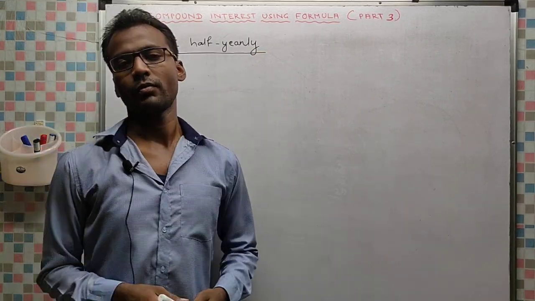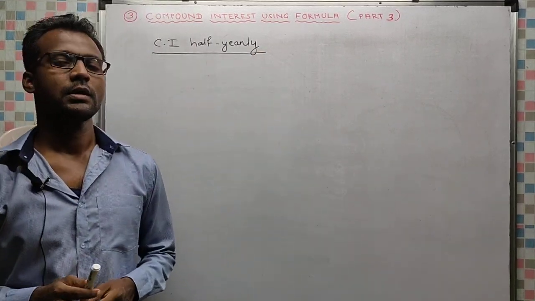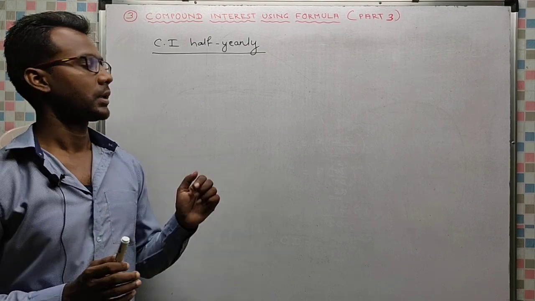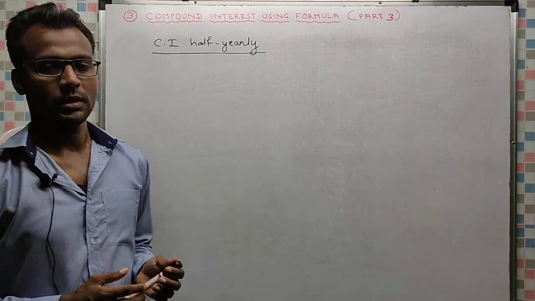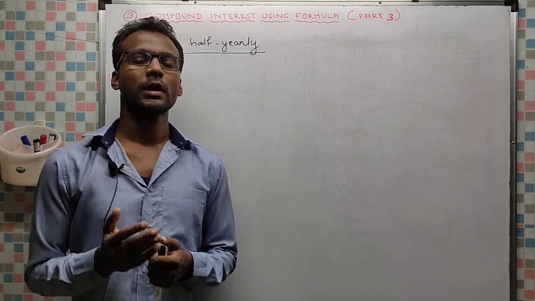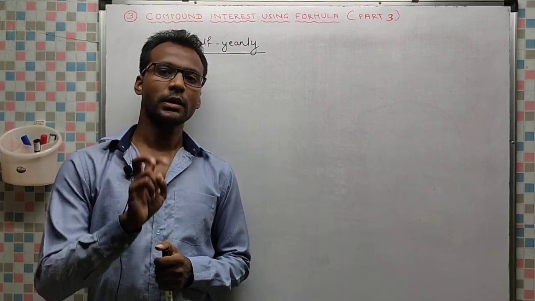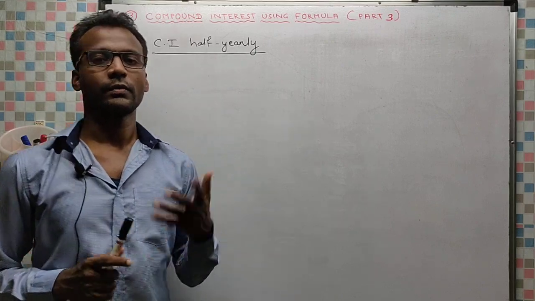Till now we have studied compound interest annually. The interest is reckoned yearly or annually. But now we will move to half yearly. If the compound interest is calculated every half year, means yearly 2 times, then what will be the formula?